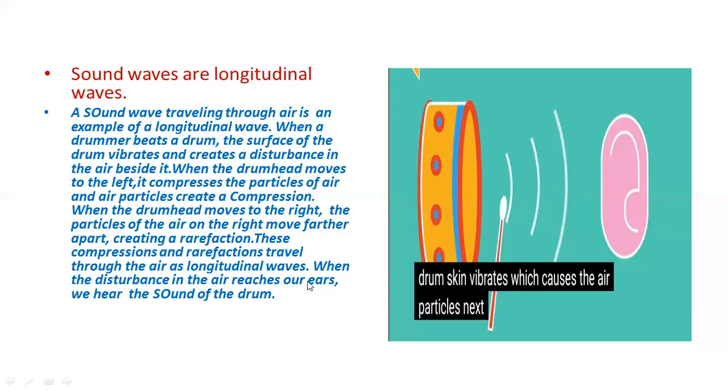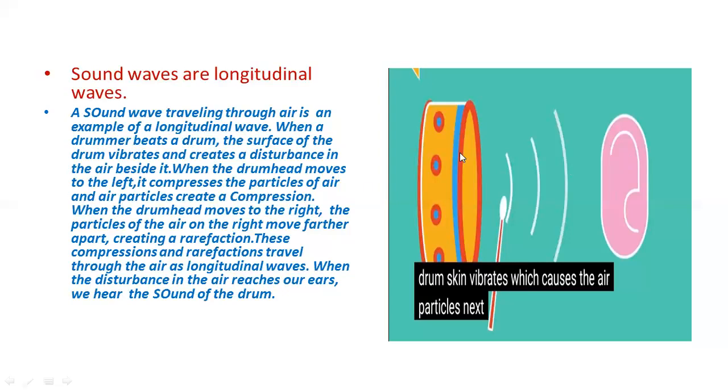When this disturbance in air reaches our ear, it produces vibration in our eardrum membrane, and in turn we are able to hear the sound. That vibration which is produced in our eardrum makes us able to hear the sound. Without the vibration of the eardrum, we will not be able to hear the sound.